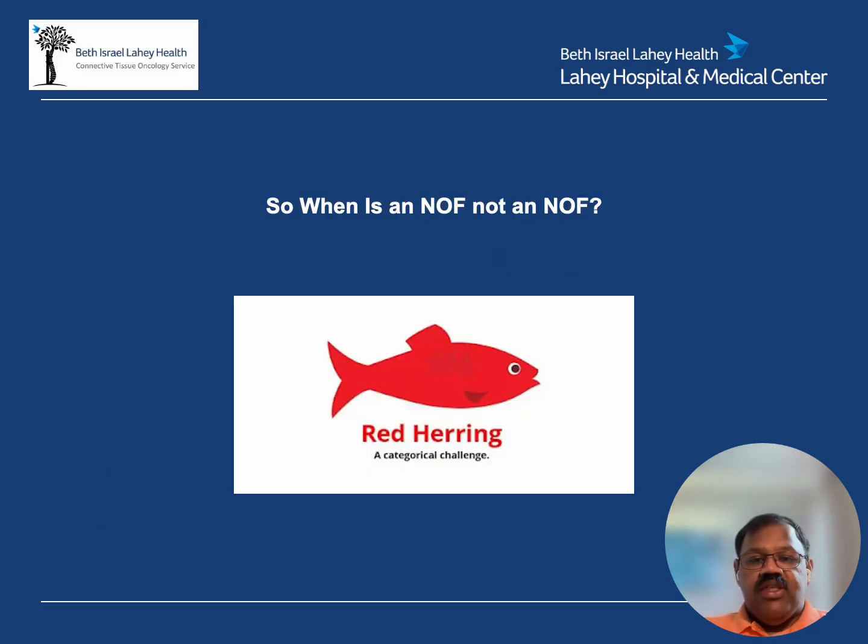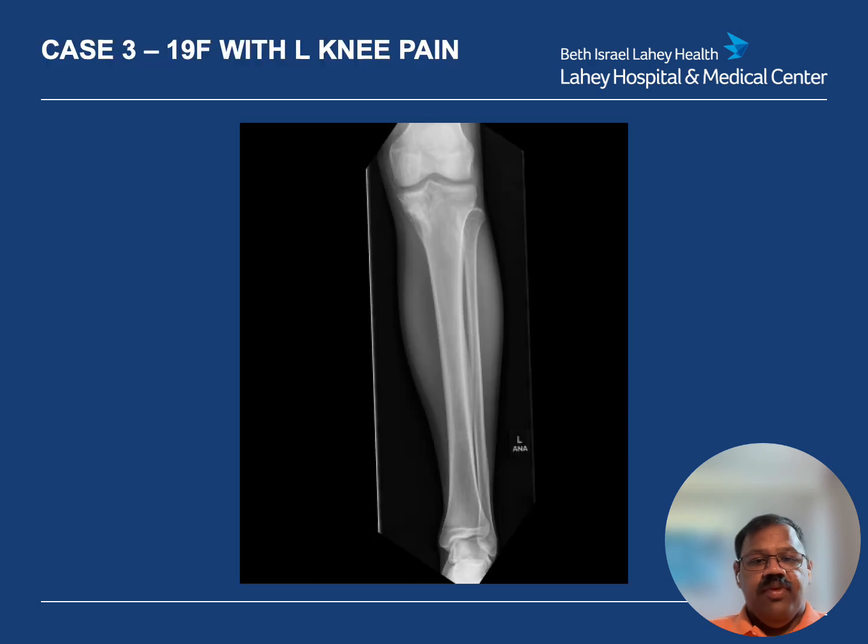So when is a non-ossifying fibroma not a non-ossifying fibroma? These are red herrings that you should be aware of. So here is an example. This is a 19-year-old young lady who presented with knee pain, and these were her presenting radiographs. Again, remember, one view is no view. You really should look for orthogonal views, but I just had AP views that I wanted to show you, and you can see the lesion here contained within the medial aspect of the proximal tibia.